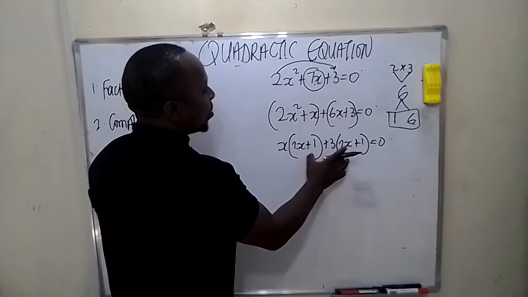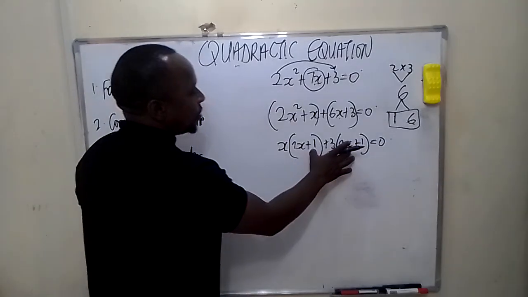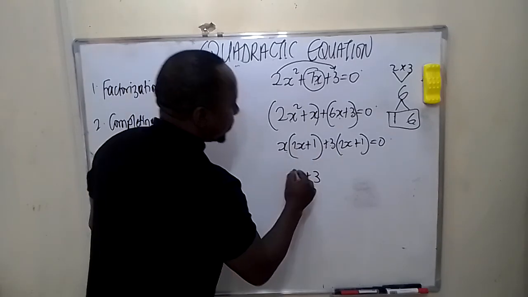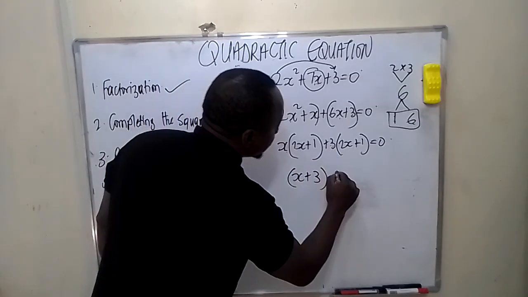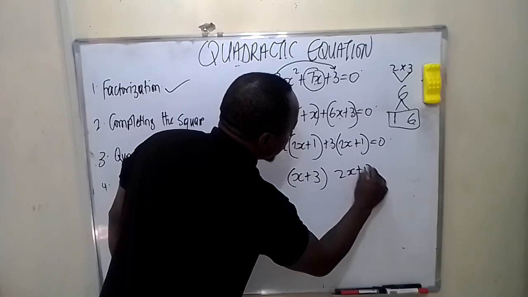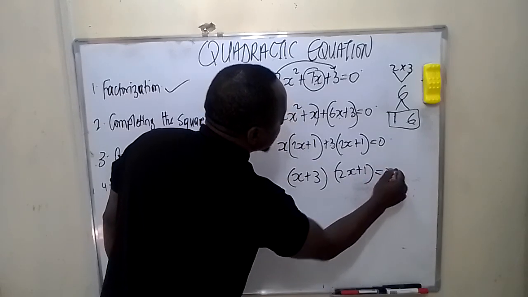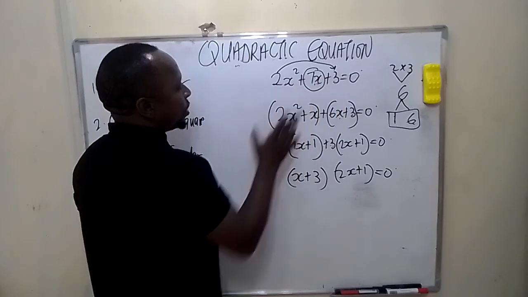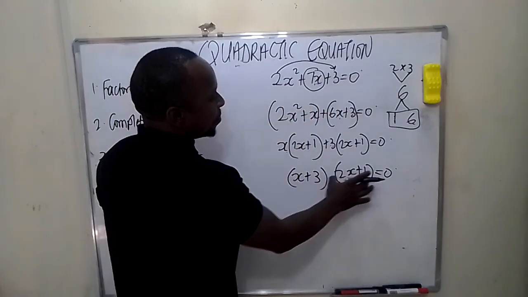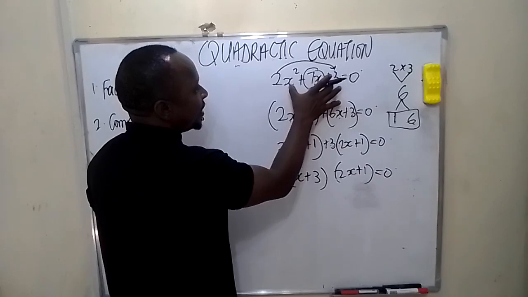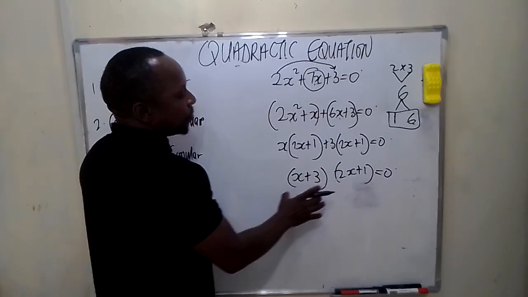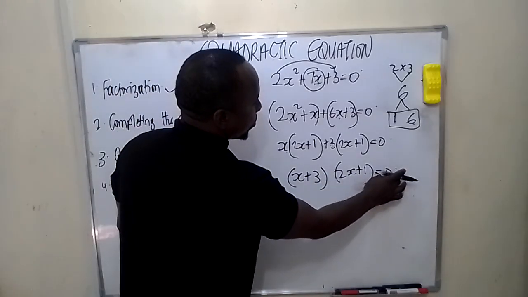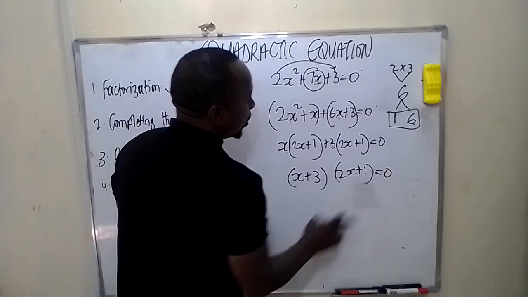2x plus 1 is common. We'll factorize the bracket. So this will become x plus 3. That is this x plus 3 and 2x plus 1 equal to 0. These are the 2 factors of this equation. If you multiply this by this, we are going to get this back. Now, to find the value of x, it implies this is equal to 0 or this is equal to 0.